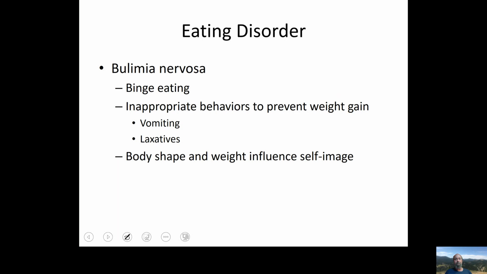Bulimia: binge eating, then feeling guilty about the binge eating, and then you purge. You drink, make yourself vomit, use laxatives, that kind of thing. And one of the main issues with bulimia is that body shape and weight are so much of their self-image. It's kind of what they think about when they think about themselves.